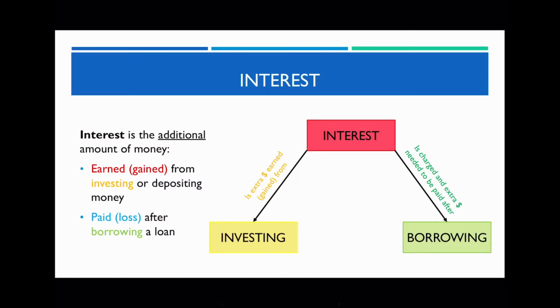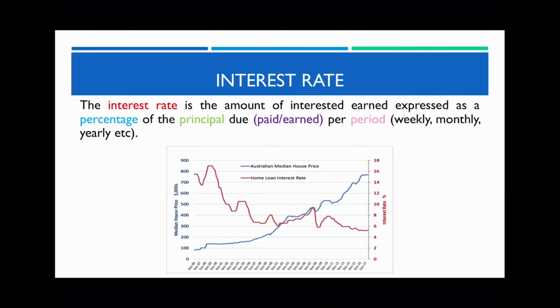We say that interest is the additional amount of money earned from investing, or interest could be the additional amount of money that you need to pay as a result of borrowing money. And this is summarized here on this slide as well as the concept map. We say that the interest rate is pretty much the interest that you need to pay based off the principal, but just expressed as a percentage. And this could either be done per annum, or could even be done weekly, monthly. It depends, but oftentimes you're going to see this per annum.